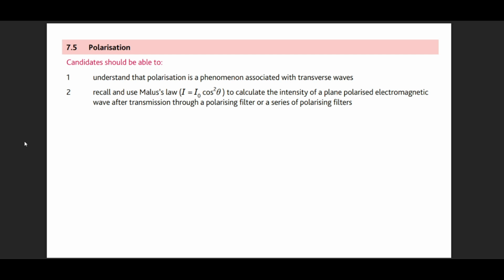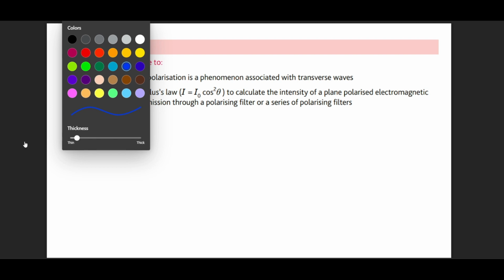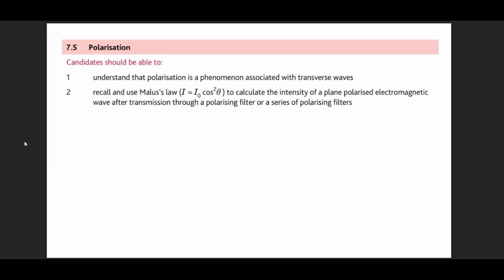In this lesson, we will explore polarization, what it is, and how to visualize it, at least with the help of an animation. And we will do this formula, which is Malus's Law, I equals I naught cos squared theta, and the common problem that you do according to the calculation. I'll show that on the calculator as well.